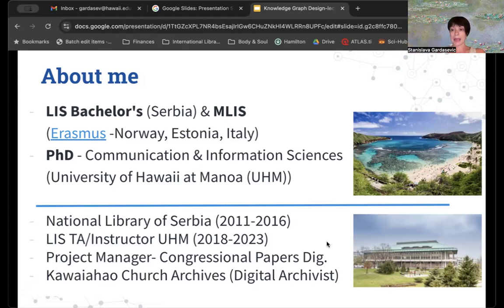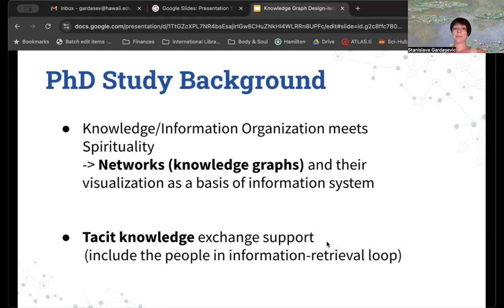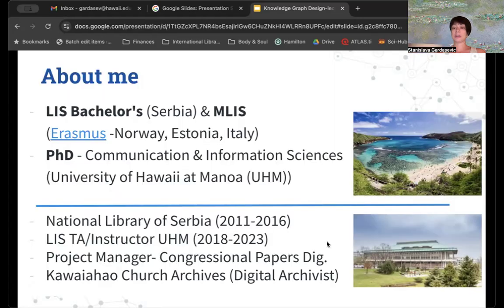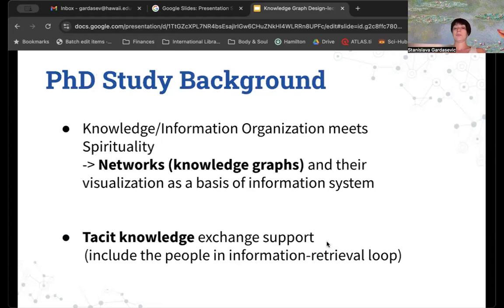So this is a little background about me, but I'm going to talk about my PhD study, my research, which was around creating information systems. And I was always interested in this spiritual aspect of how we are all connected and what does that mean? How does that make sense in the greater scheme of things?